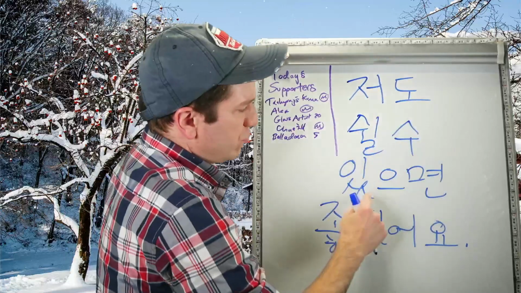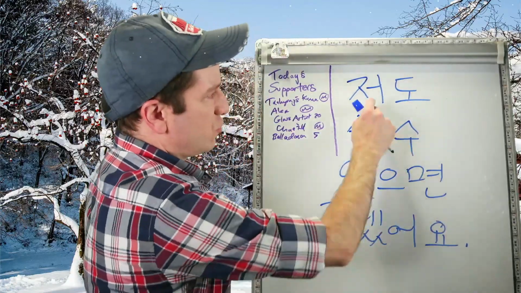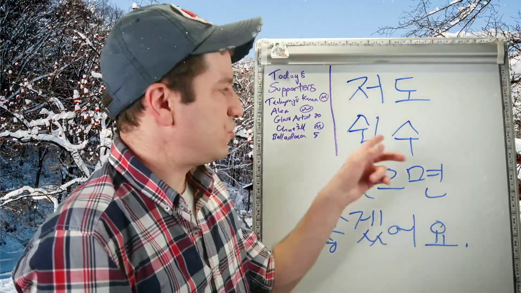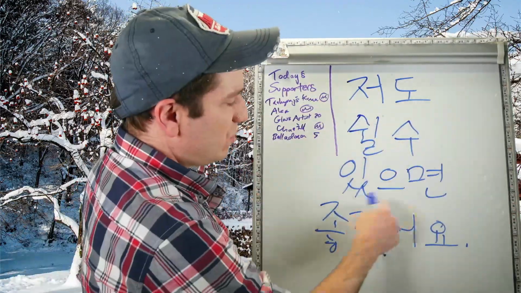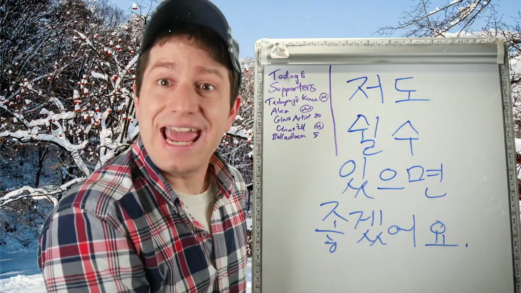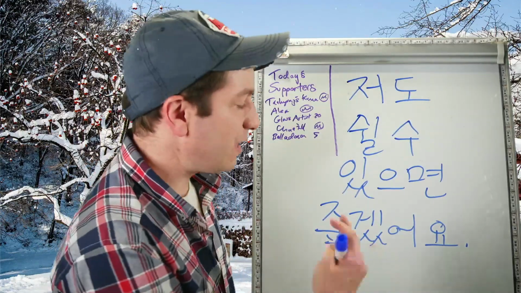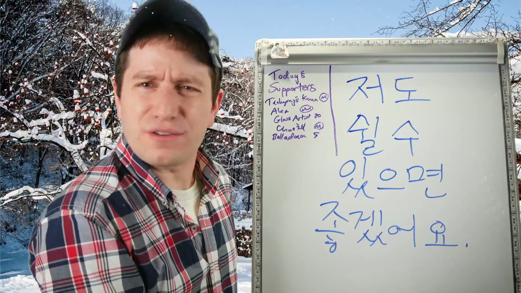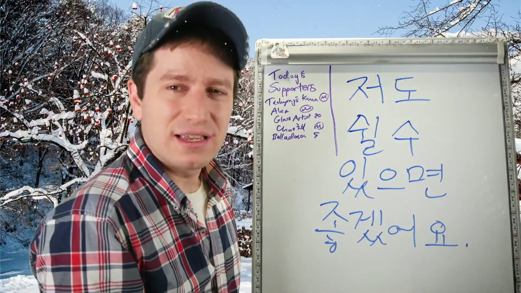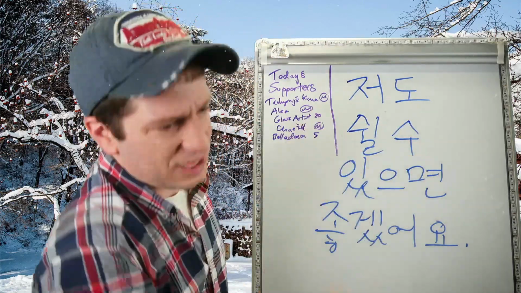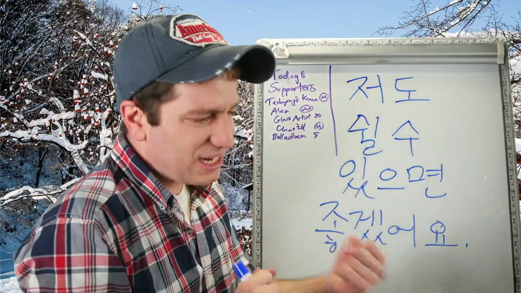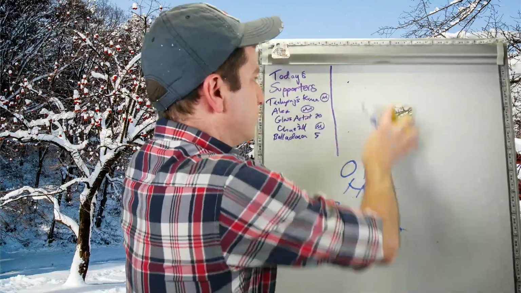저도 쉴 수 있으면 좋겠어요. 저도, me too, me also. So 쉬다 would be to rest or to take a break, to relax. 수 있다, to be able to. So can rest, can take a break, can relax. 좋겠어요. It would be good if I could also take a break. It would be good if I could also relax. 저도 쉴 수 있으면 좋겠어요. I wish that I could also take a rest.